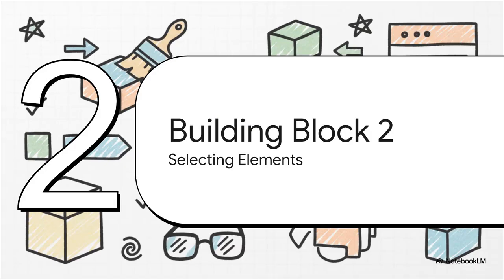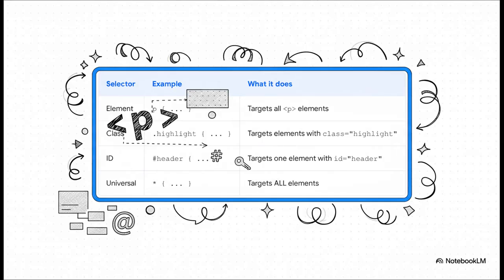All right, so we get it. Everything's a box. But how do we tell the browser, hey, I want to style that box, not this other one? Well, that's where selectors come in. They're basically the address system for our CSS. So let's quickly run through the most common ones. You can just target an element type, like say every single paragraph. Or you can create what's called a class for a style you want to reuse over and over.